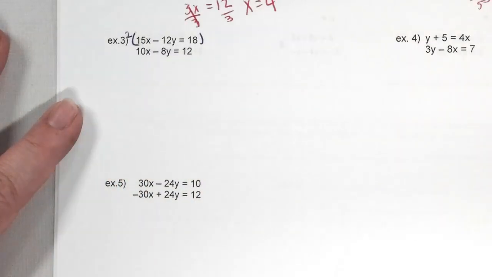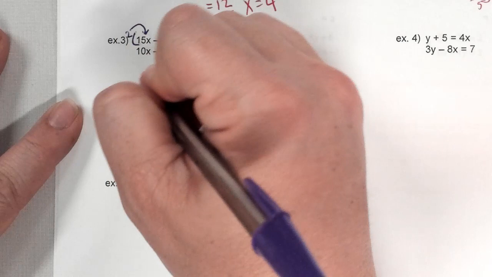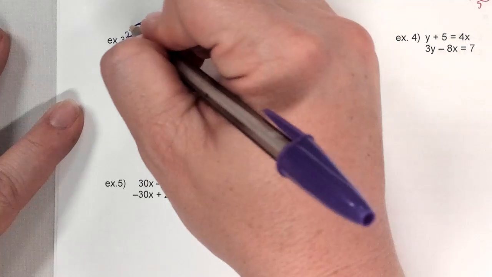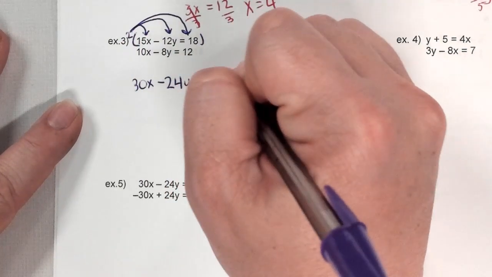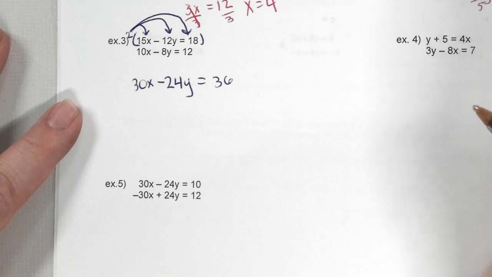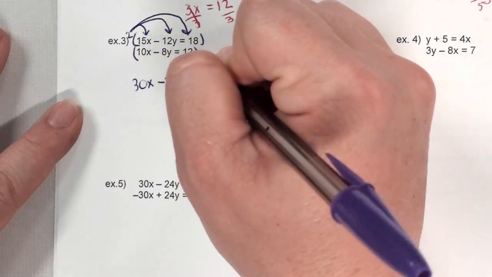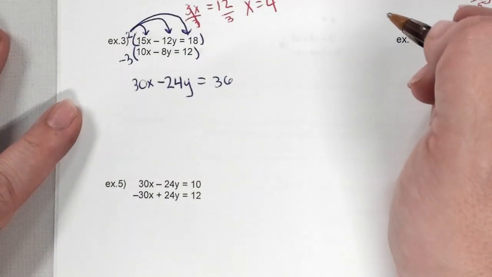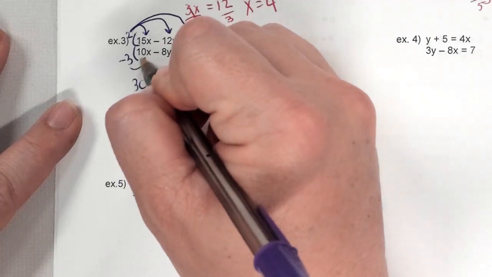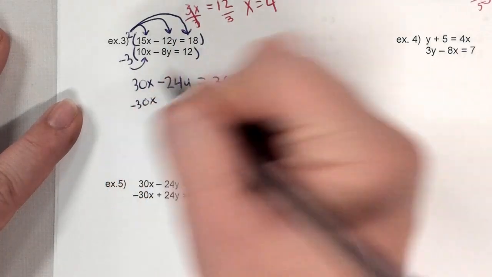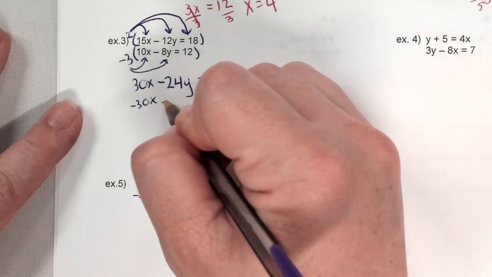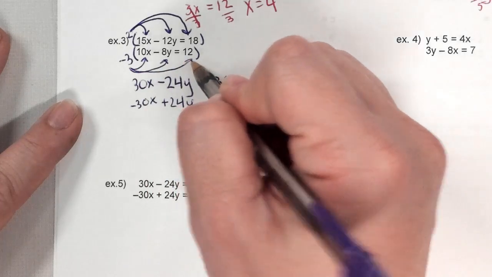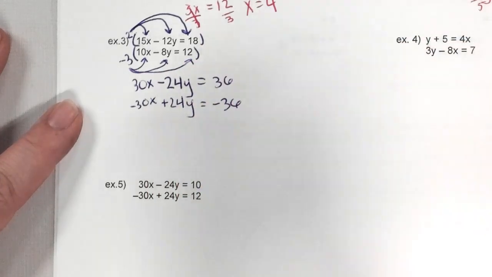So I'm going to multiply the first equation by 2. And that gives me 30x minus 24y equals 36. Now, what would I multiply 10x by to become negative 30x? Negative 3. So negative 3 times 10x is negative 30x. Negative 3 times negative 8 is positive 24y, because two negatives makes a positive. Negative 3 times 12 equals negative 36.